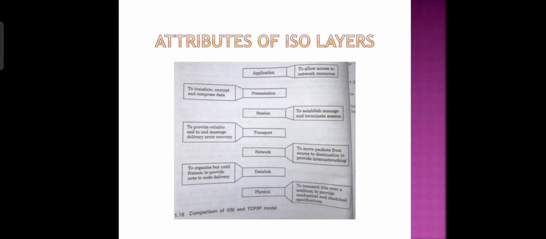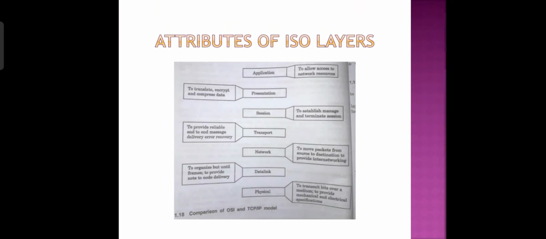The fourth layer is the transport layer. This is responsible for source to destination delivery of the entire message, whereas in the network layer we have seen the delivery of packets, while in the transport layer we deliver the entire message. The specific responsibilities of the transport layer are service point addressing, segmentation and reassembly, connection control, flow control and error control.